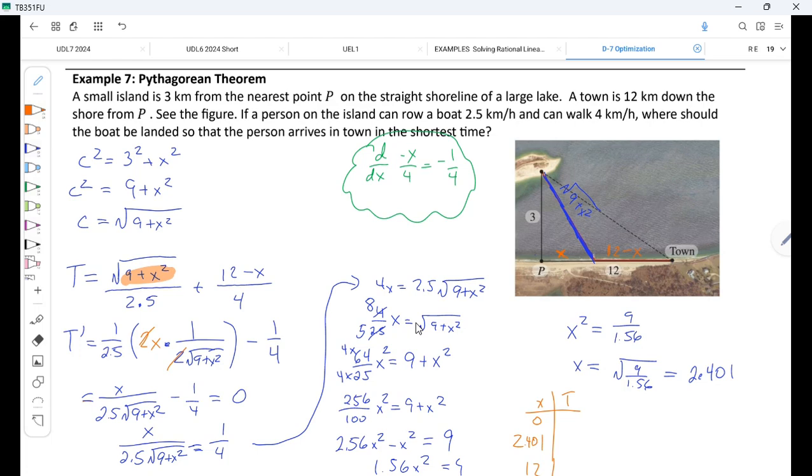So we will now find t for those 3 values. Yes? Boating straight to town, that column is the x value. So if x is 12, the amount of distance that you walk on land is 12 minus 12, 0. Right? Which means that you've boated to town with 0 miles or 0 kilometers left to boat.